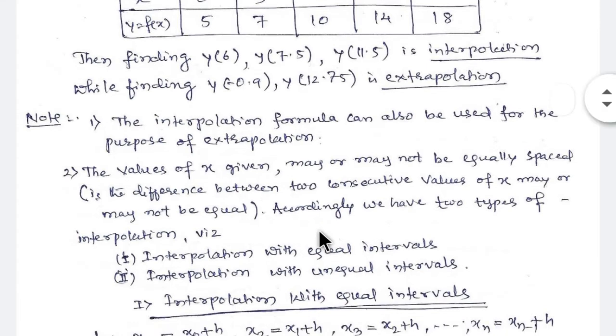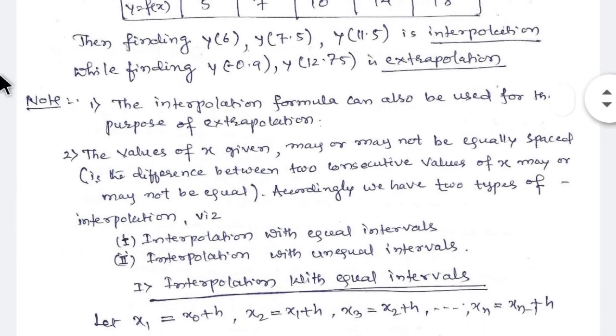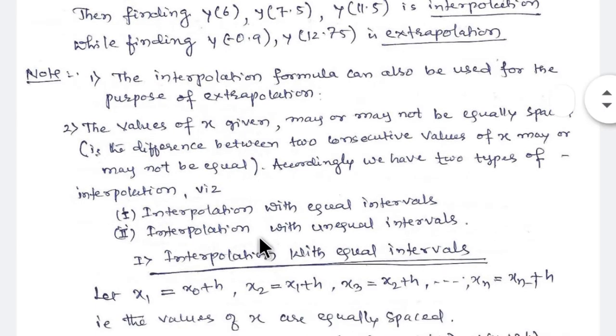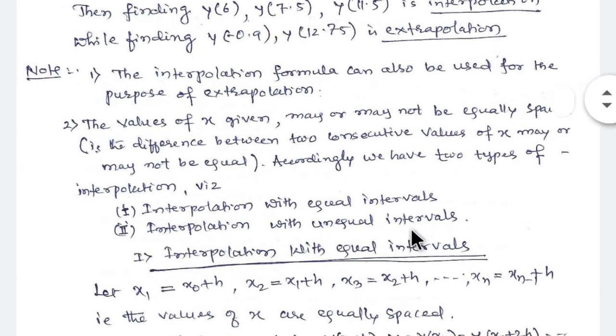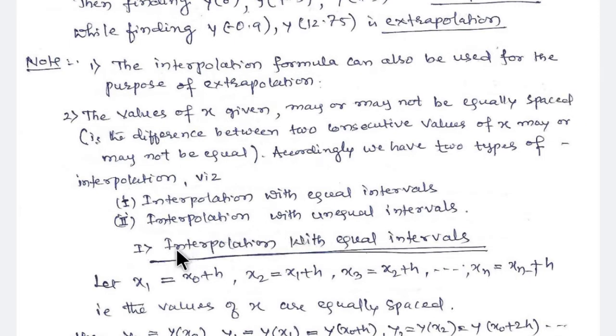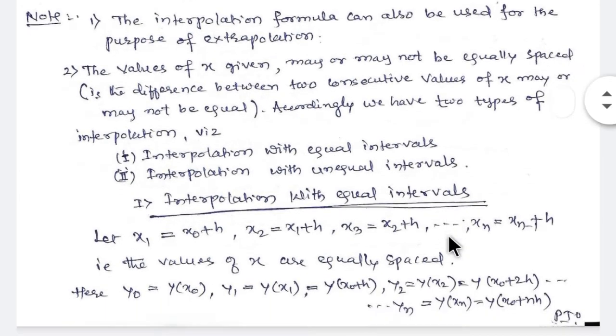Accordingly, we have two types of interpolation. The first one is interpolation with equal intervals. The second one is interpolation with unequal intervals. Very first, we are going to discuss the first one, that is, interpolation with equal intervals.